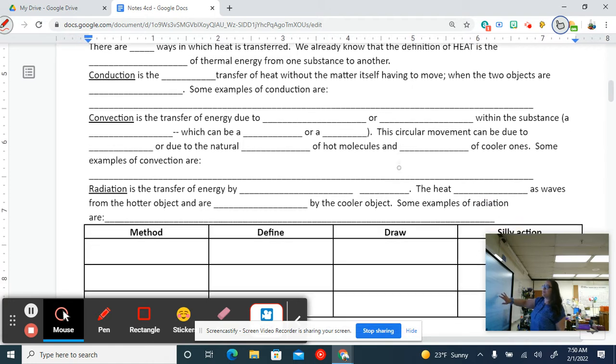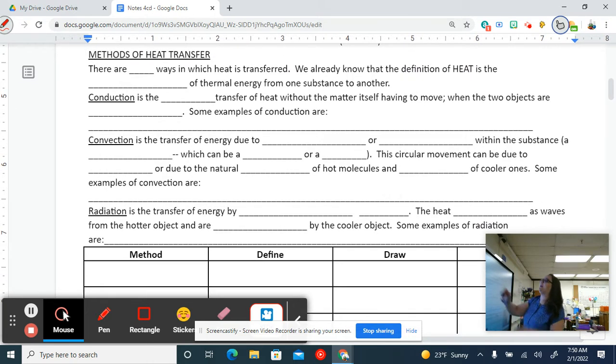All right, so the methods of heat transfer. There are three ways in which heat is transferred. We already know the definition of heat is the transfer of thermal energy from one object to another. So now we're going to talk about how that transfer can happen. In the What's Up Duck video, we had our three things we did with our hands. We had conduction, convection, and radiation. And that's supposed to help us remember these three.